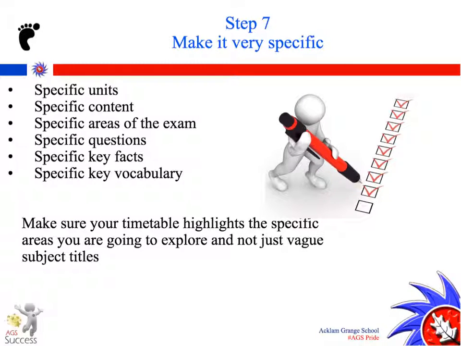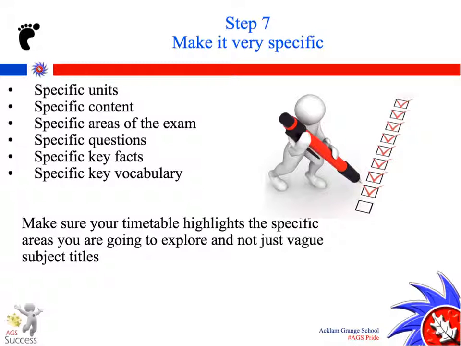Alright, step 7 is a way to make sure that our revision becomes very specific, and again, you timetable for it. Don't just put on your timetable physics or PE or literature. Make sure you're stating on your actual timetable the specific unit you plan on revising, the specific content you want to go through, a specific area of the exam you might want to put on there. Go as far as putting down specific questions, key facts, and even key vocabulary. Learning 10 words, for instance, is so very, very important, but it's important that you put that on your actual timetable.